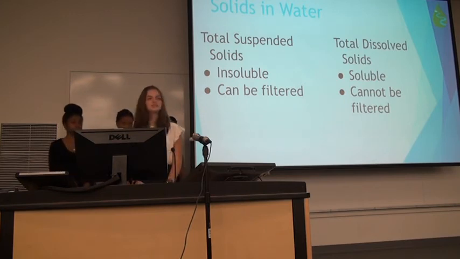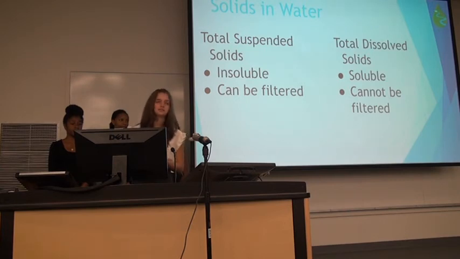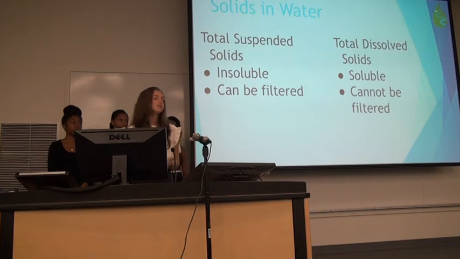Okay, so there are two types of solids in water, TSS, which stands for total suspended solids, and TDS, which stands for total dissolved solids. TSS includes all those insoluble solids that can be filtered out of the solution. Some examples include dirt and algae. TDS includes all those soluble substances that cannot be filtered out. In the laboratory, we measured the TDS and TSS of the different samples to see how efficient our wetland is.